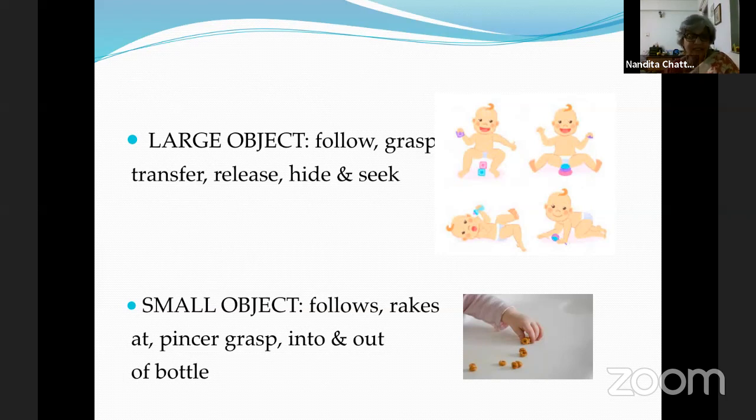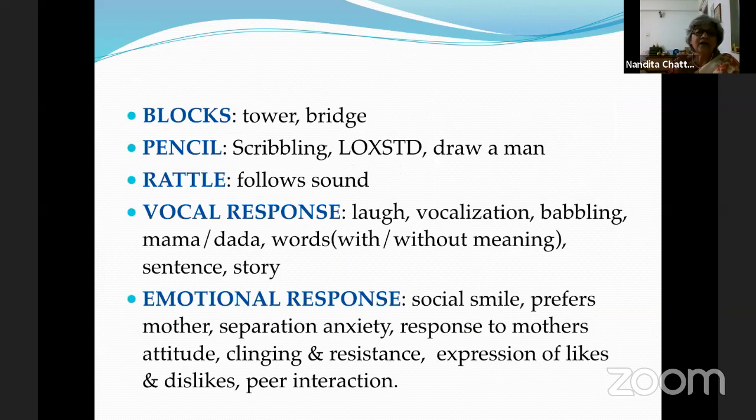Then for a baby who can sit, I will give some small objects and see whether the baby can follow them, whether there is a raking movement, pincer grasp, whether the baby can put it in and out of a bottle and all that. And finally, I will make use of blocks. I can give the baby paper and pencil to see what he can do with it. To start with, it will be scribbling. Then, how much can a baby do? Can the baby draw a line, a circle, an X? That will tell me whether the baby's cognitive development is going as per age.